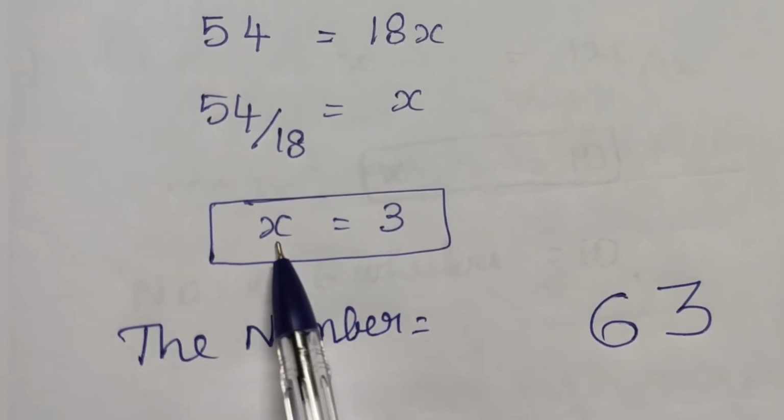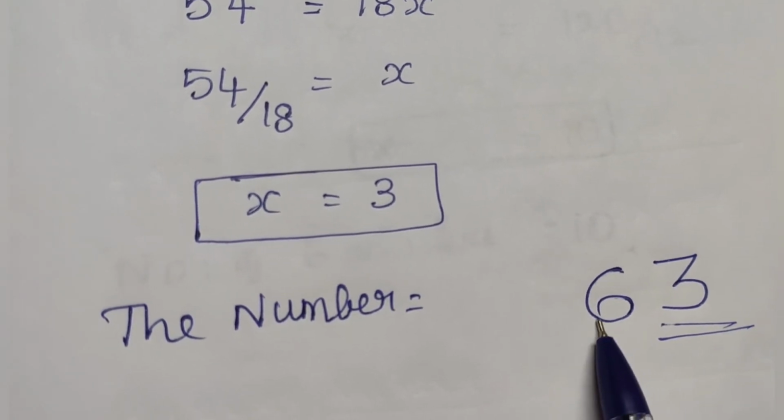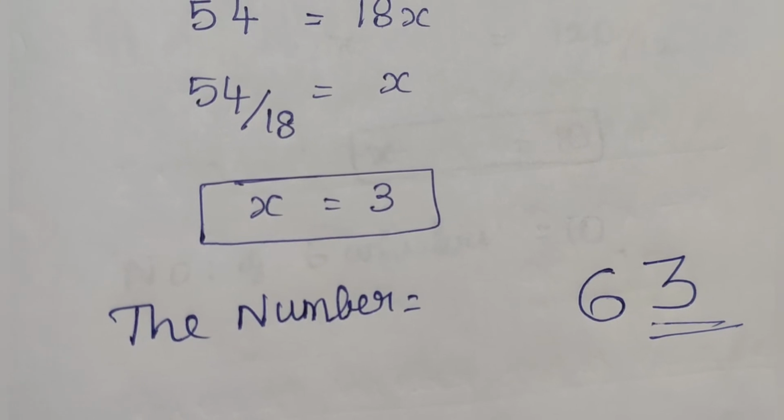So the number is, x is what? The unit digit. Unit digit is x, and tens digit is 9 minus x. 9 minus 3, 6. So the number is 63.